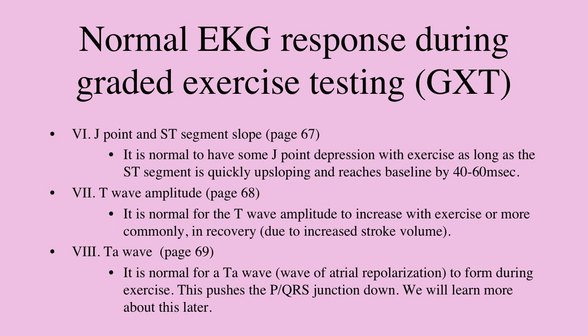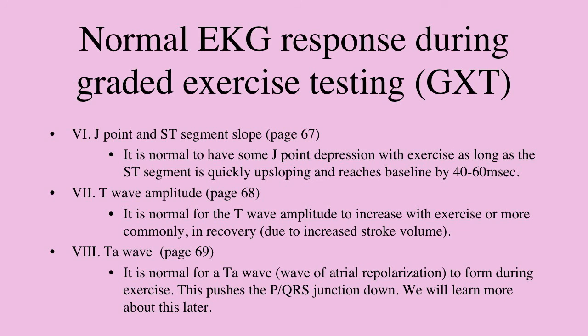The next one on page 69 is what's called the TA wave. And the TA wave is where the atria are repolarizing. And a lot of times you don't see the TA wave. You don't see this process of atrial repolarization. And again, repolarization, as described earlier in the course, is where you have potassium ions going back into cells. And during exercise, you can form what's called a TA wave. The T means repolarization, and the A stands for atrial repolarization.